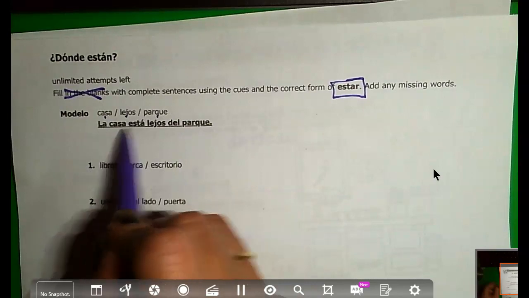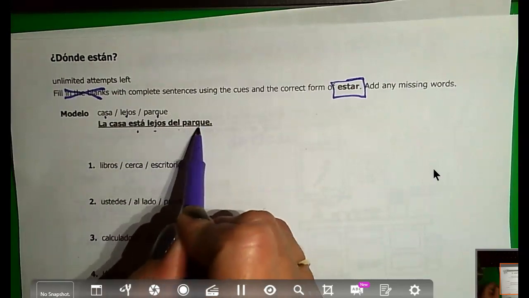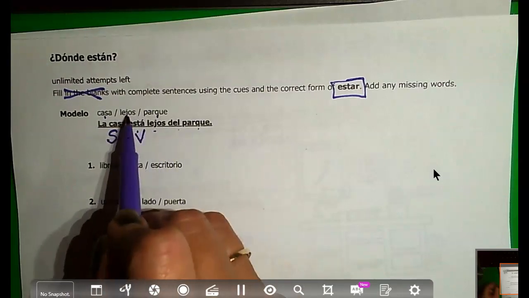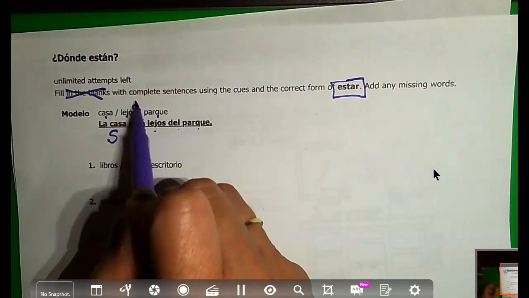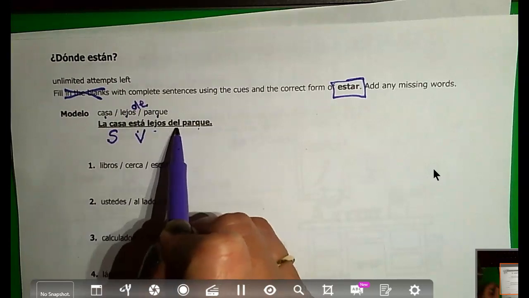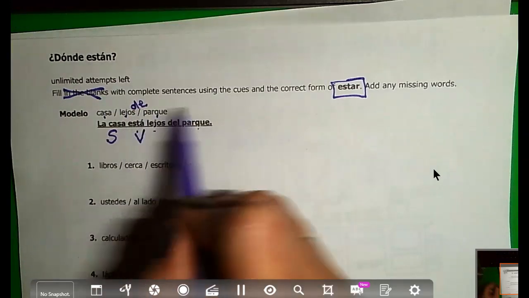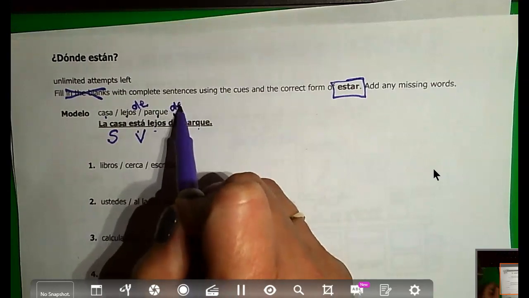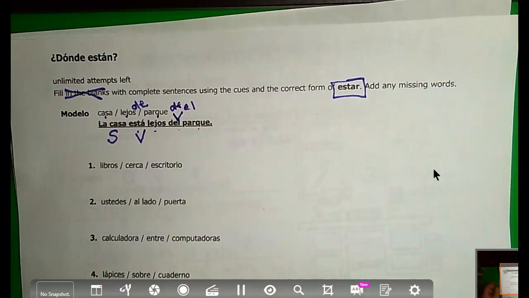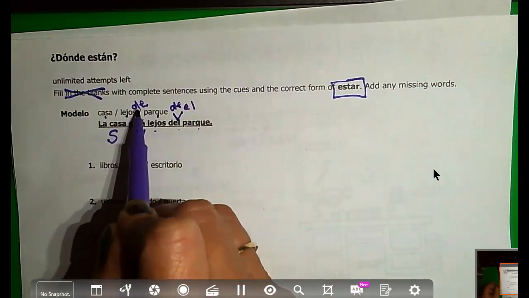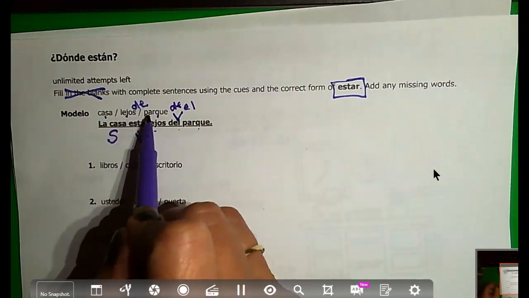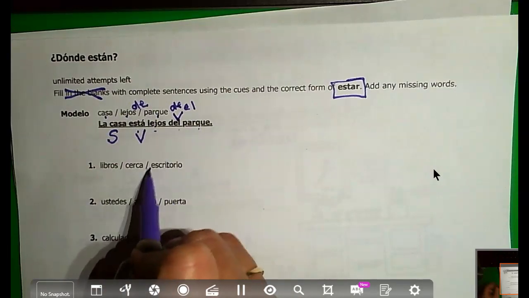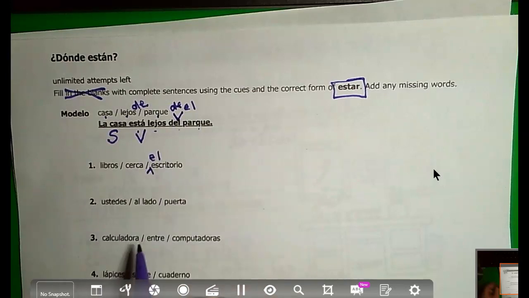So we said the house is far from the park. So we're going to have our subject. Then we're going to have our verb. Now, they said lejos. It's missing the word de, right? So we need to put it in there. And then they didn't give you the el in front of parque. So remember, this would actually be de el parque. So you have to figure out to put in the de and to say the in front of the object. So right here, escritorio. You know that this should be el escritorio.